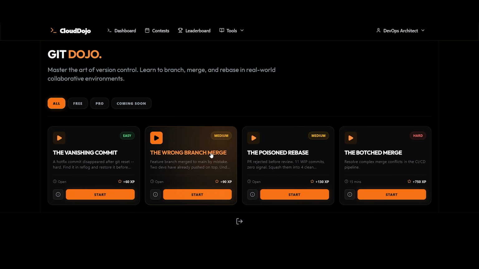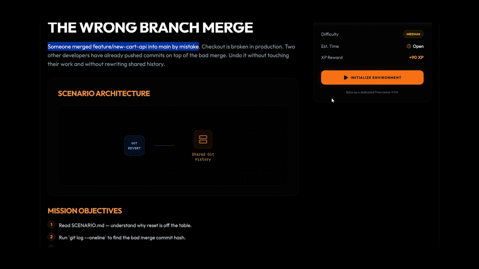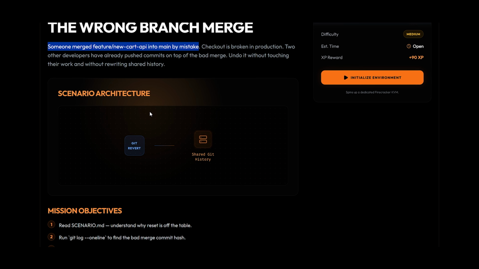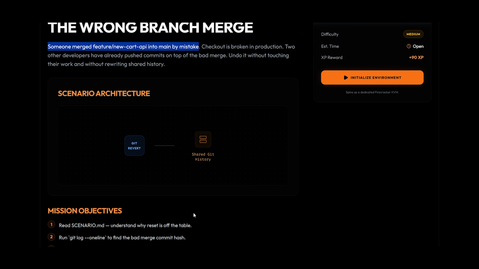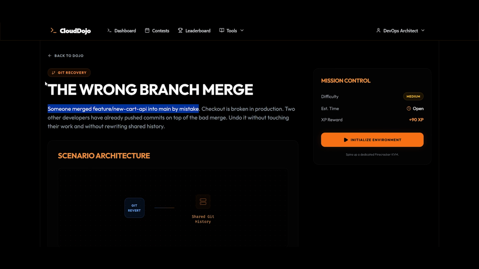So in the next video, we are going to see the wrong branch merge, in which someone merged their feature branch into main by mistake. Checkout is broken in production. Two other developers have already pushed commits on top of that branch. Undo it without changing their work and without rewriting shared history. So there was this particular main branch and someone merged their branch on that particular main branch. On top of that, two other people have merged their changes on main branch, and now it's a mess and we need to solve this particular mess. So we will see this problem in the next video.